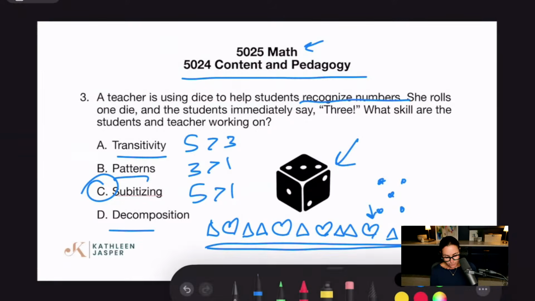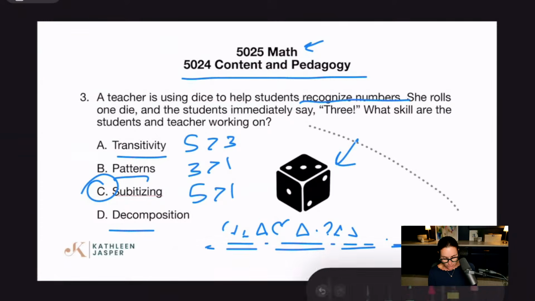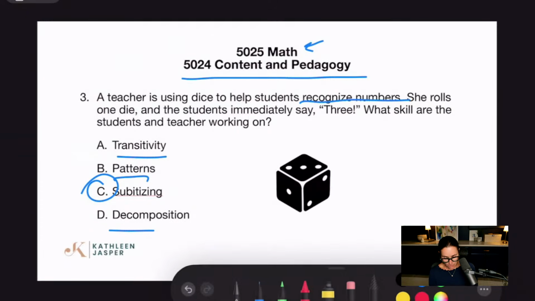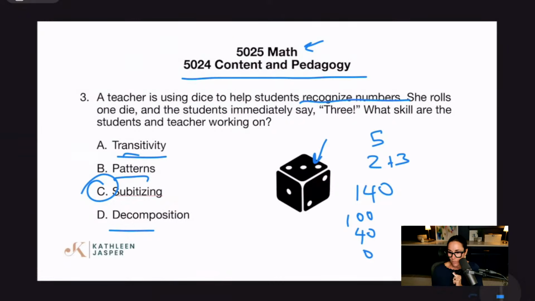And then decomposition is decomposition of numbers. So sorry, let me erase this a little bit faster here. All right, let's try this. So it might be something where you know that 5 is actually made up of 2 and 3, right? So something simple like that. Or it could be something like 140, where you have 100, you have 40, and then you have 0. You might be doing it in terms of place value or something like that. Lots of different ways to do decomposition and transitivity in higher levels. But in this case, if you see something like this, it's subitizing, being able to recognize those groups of dots or blocks or whatever right away.